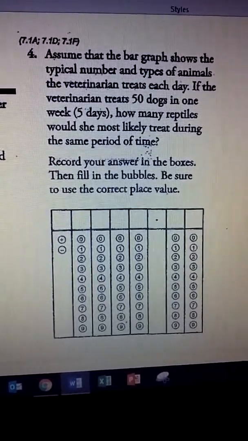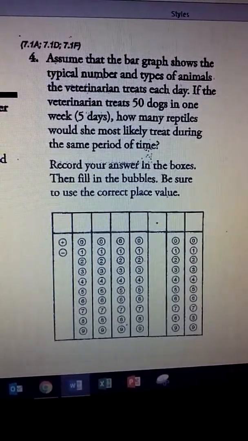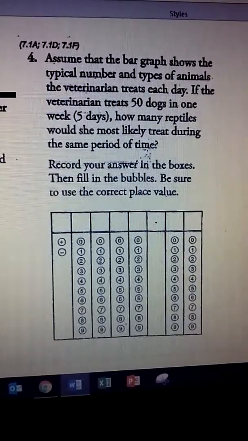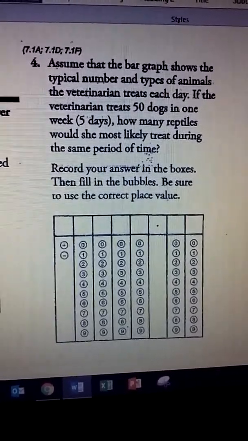We are going to record our answer in the boxes and fill in the bubbles. So there is no multiple choice on this one. Let's look at our scratch paper.